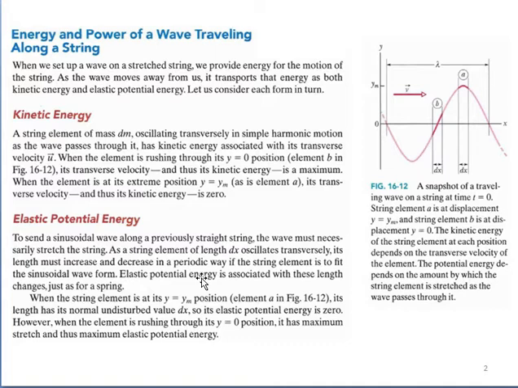When the string element is at the extreme position, that is y is equal to ym, its length has its normal unstretched value dx. This element will have unstretched value dx, while this element is much more stretched at the zero position, so it has maximum stretching. So at this position the elastic potential energy is maximum, while at this position the elastic potential energy is zero.